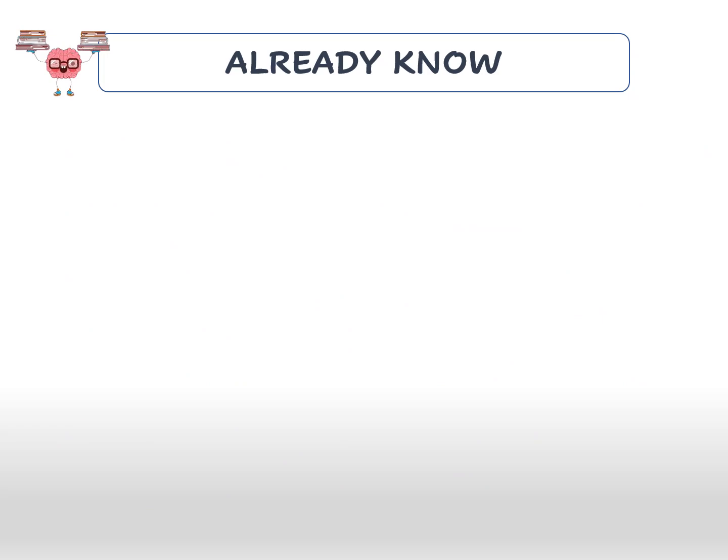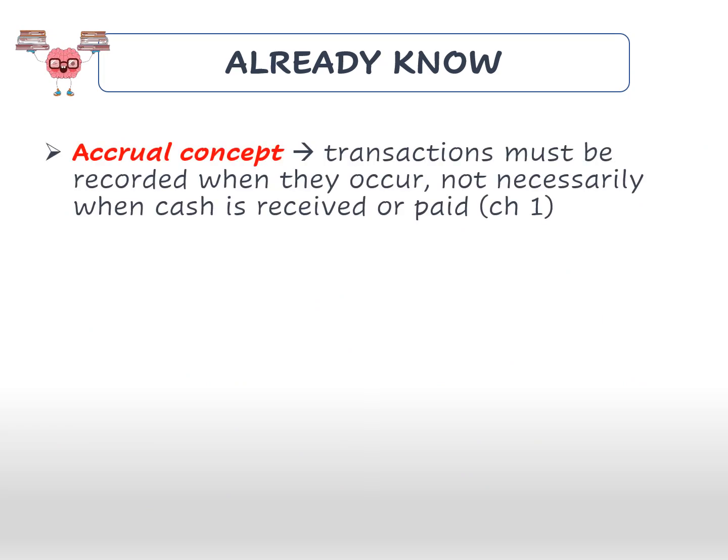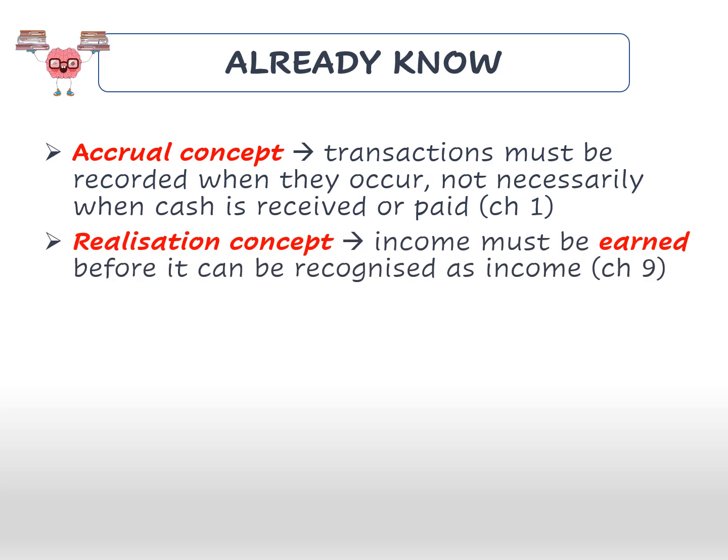What you already need to know: the accrual concept, which you learned about in Chapter 1, says that transactions must be recorded when they occur. You must not wait until cash is received or paid before recording a transaction. In Chapter 9, where you learned about income and expenses, you learned that income must be earned before it can be recognized as income.